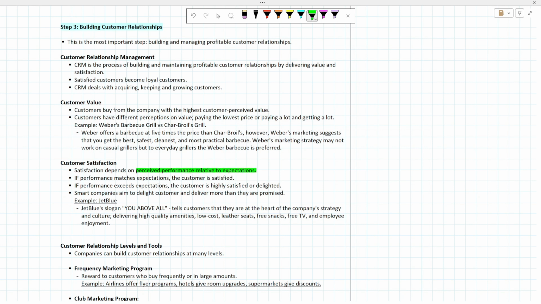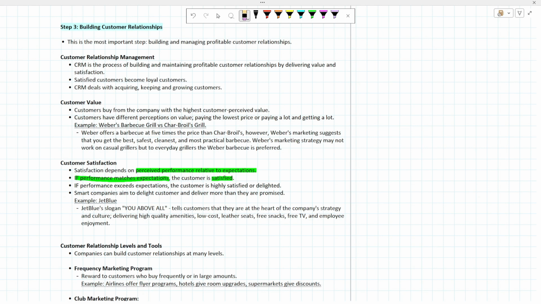So if performance matches expectations, the customer is satisfied. I'll highlight that as well. If performance exceeds expectations, the customer is highly satisfied or delighted. So smart companies aim to delight customers and deliver more than they have promised.